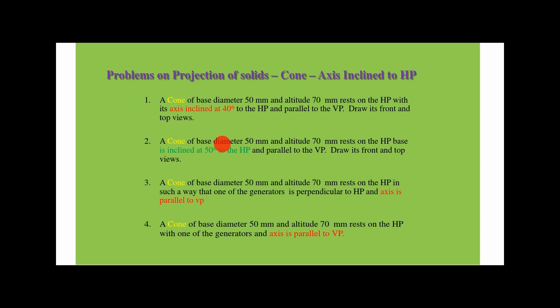For all four problems, the axis is inclined to HP. In some problems it is given directly, for example the fourth problem, and in other problems it is given indirectly. So for all four problems the first stage will be common. Since the axis is inclined to HP, make the axis perpendicular to HP and parallel to VP. Draw the top view because the top view gives the true base shape. Then project the front view.